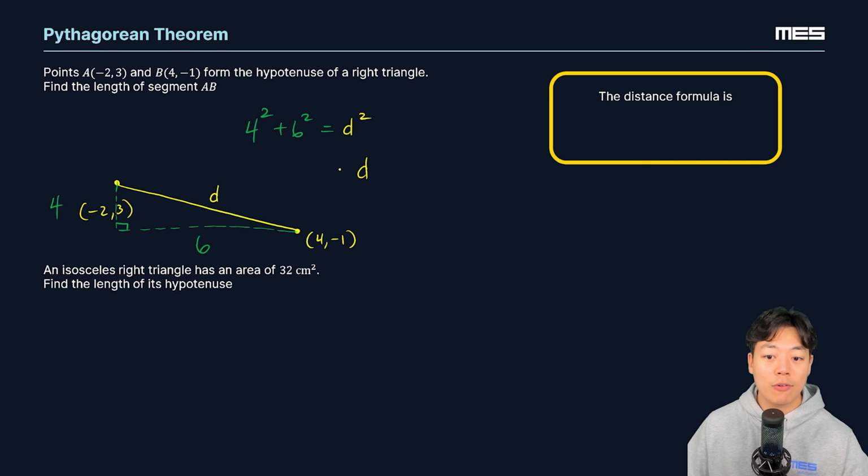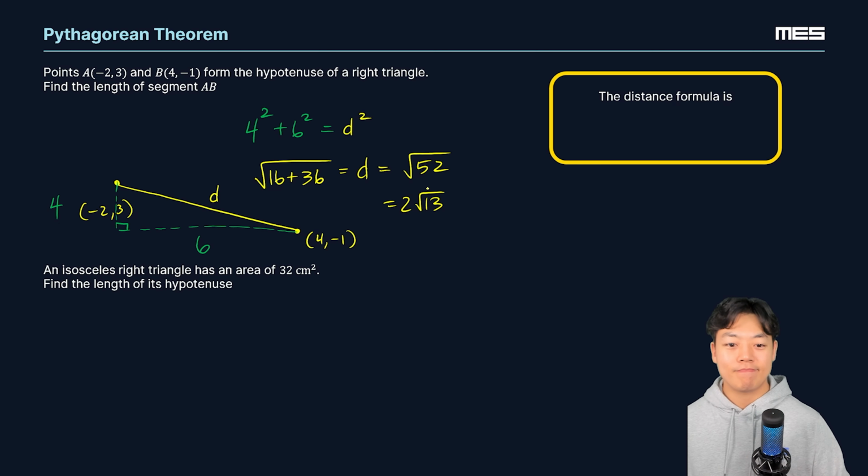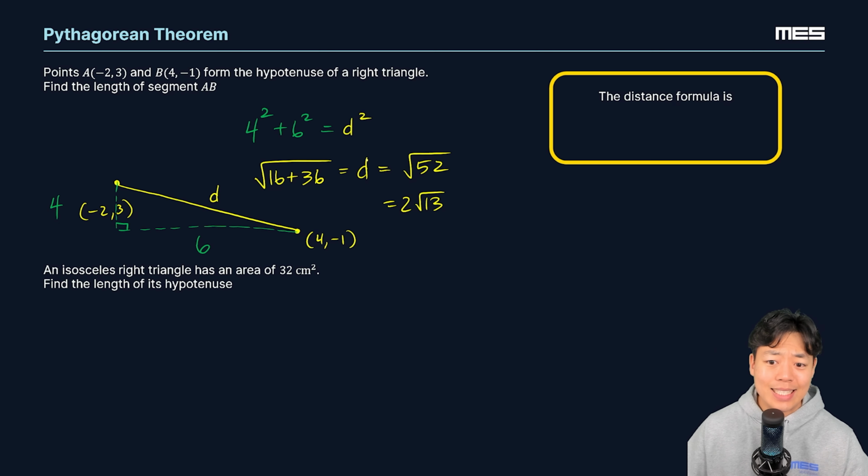And guess what? I can take the square root of both sides. 4 squared is 16. 6 squared is 36. And that gives me the square root of 52. That's divisible by 4 because it's 4 times 13. We get 2 radical 13. So what do we just prove? The distance is the square root of the other two changes in x and y squared.